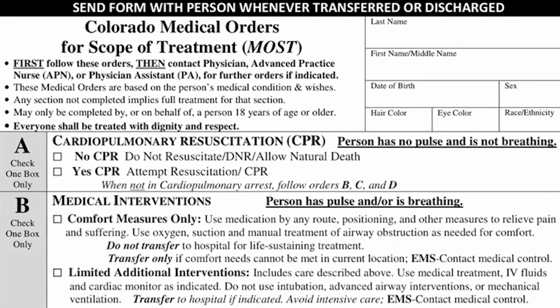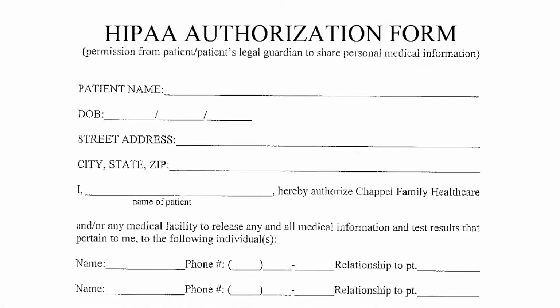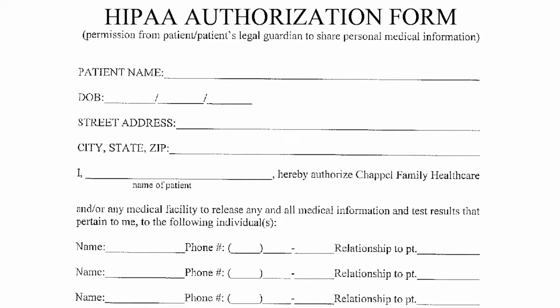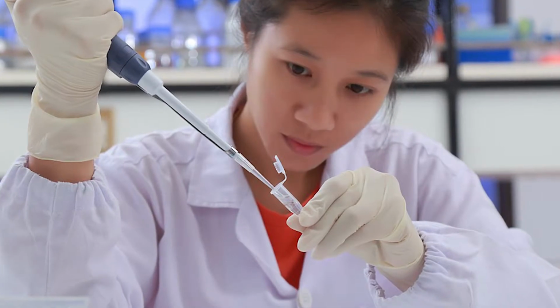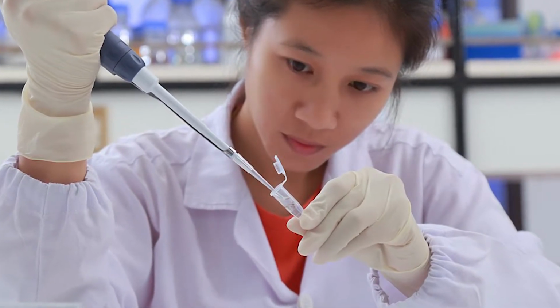And don't forget, you also need a HIPAA release form. HIPAA is the privacy law that talks about medical records and who has access to those things. You want to make sure that whoever you give the authority to make these decisions also has the ability to review your medical records and any tests that they might run for you while you're unconscious or unavailable.